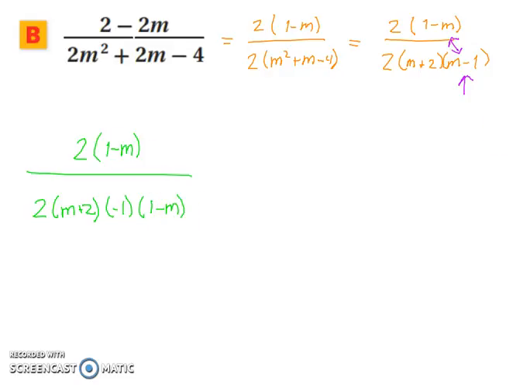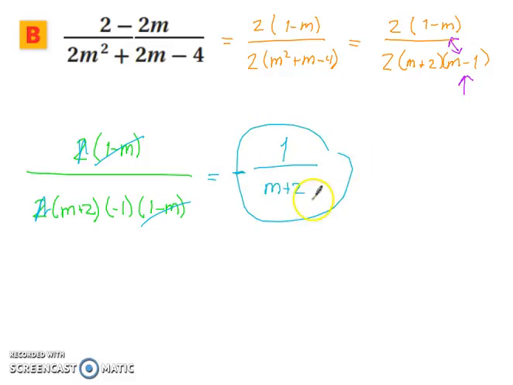And now we can cross some things off. We can cross off our 1 minus m and 1 minus m. And then we have a 2 in our numerator and denominator, so we can cross those off as well. That leaves us with a 1 in our numerator, and then we have this -1 times m plus 2. So the negative is going to sit out in front here, and then we have m plus 2. And this ends our video lesson on simplifying rational expressions.